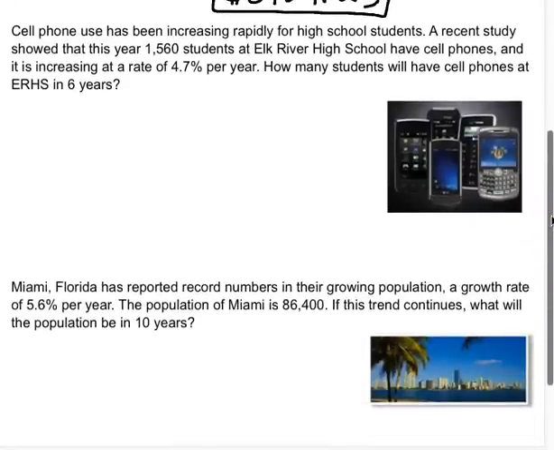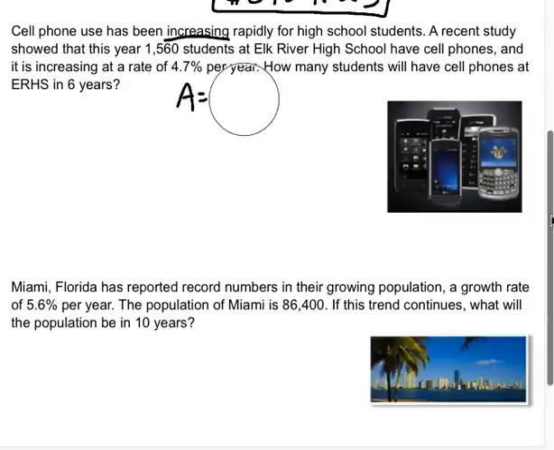Cell phone use has been increasing rapidly for high school students. A recent study showed that this year, 1,560 students at Alg II High School have cell phones, and it is increasing at a rate of 4.7% per year. How many students will have cell phones at Alg II High School in 6 years? So, the vocabulary that I'm noticing is I see increasing. When I see that term increasing, that's telling me I'm going to be using my growth model.